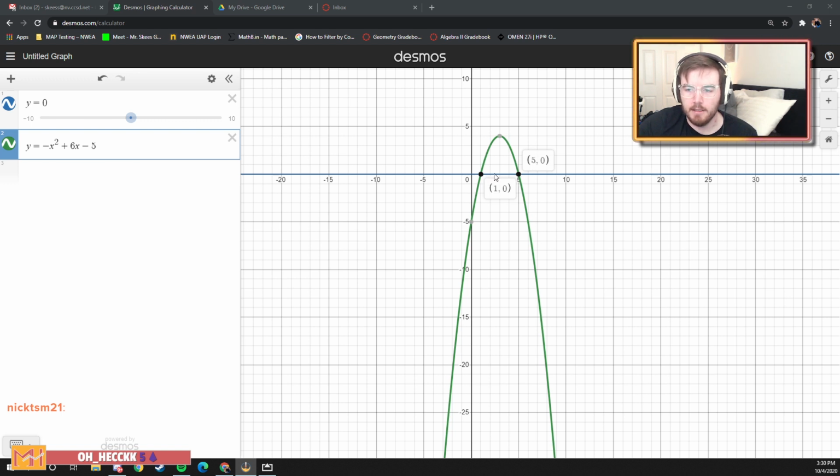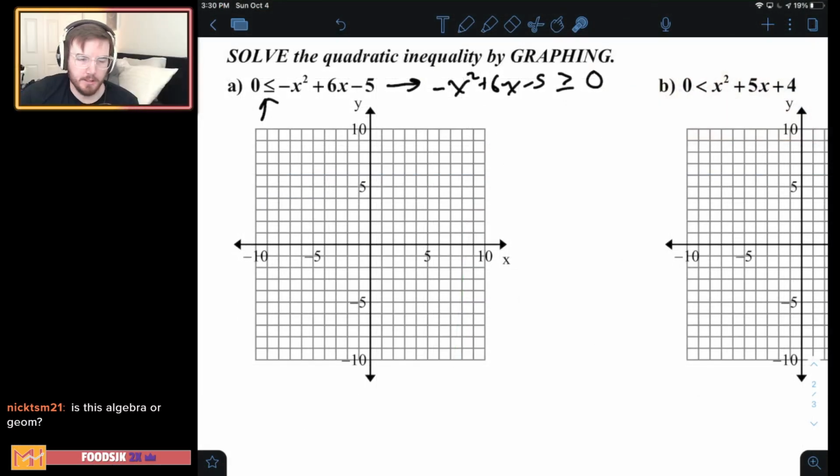All right? Between 1 and 5, my graph is greater. And at 1 and 5, I'm equal to 0. So I can say my solution is from 1 to 5.